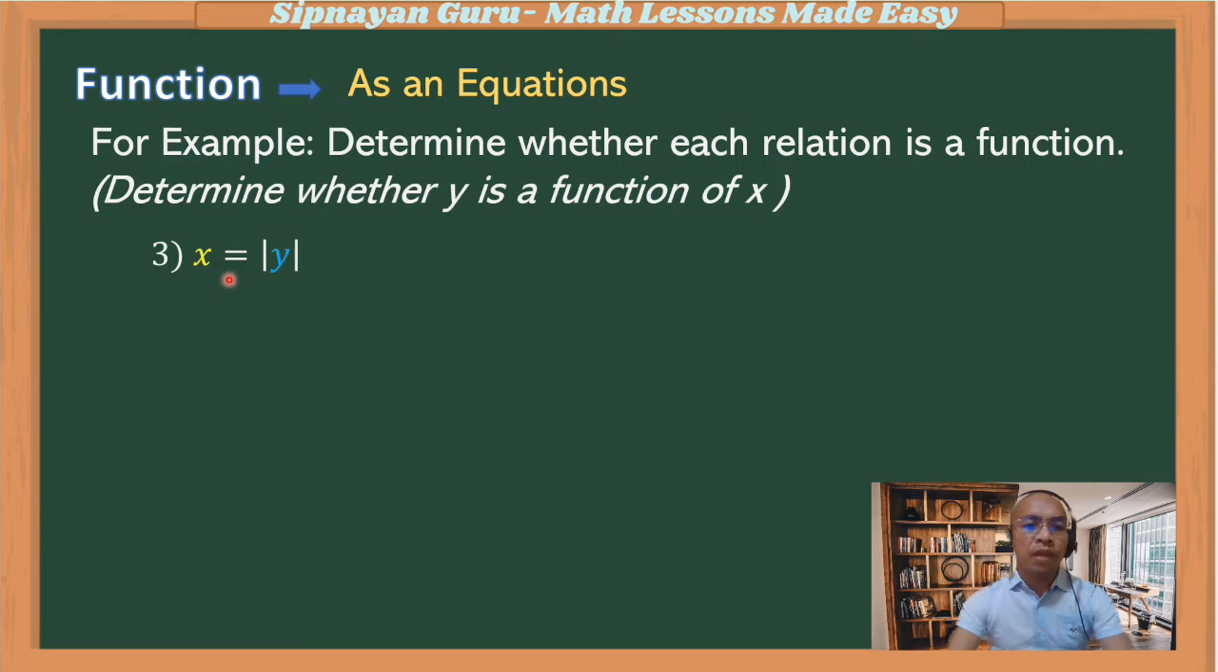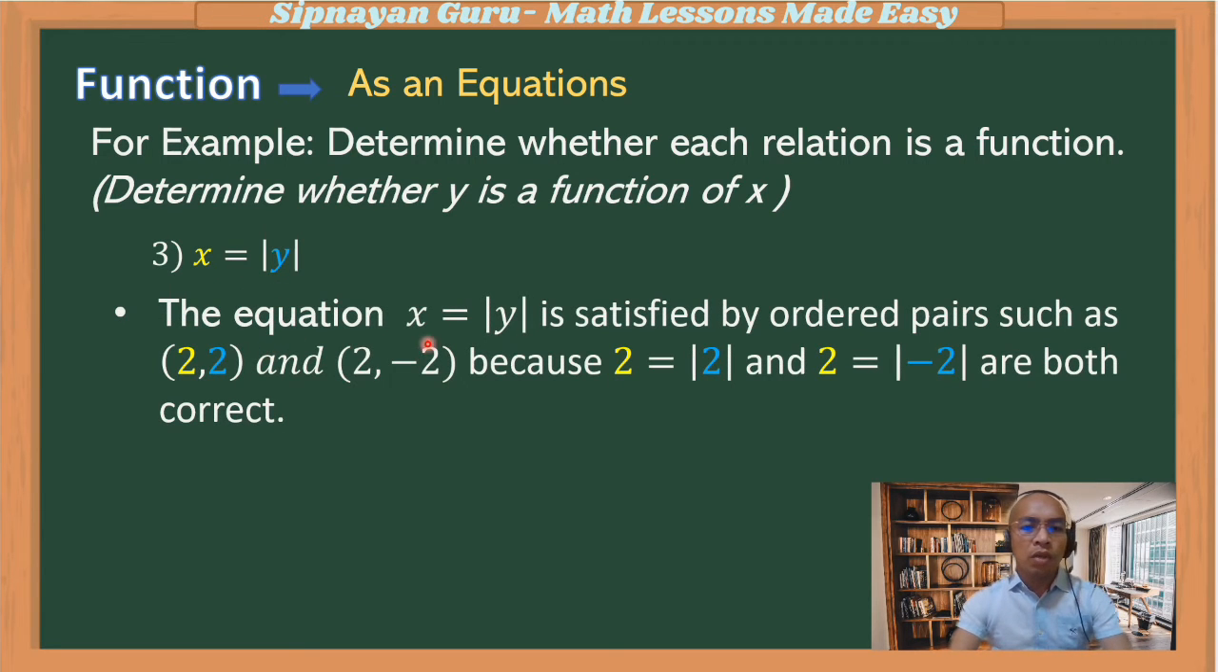For the third equation, x is equal to the absolute value of y. The equation x equals the absolute value of y is satisfied by the ordered pairs (2, 2) and (2, -2). Why? Because if y is equal to 2, the absolute value of 2 is positive 2. If y is equal to negative 2, the absolute value of negative 2 is also positive 2. And both are correct. So in this case, as you can see, this is one to many and this relation is not a function.